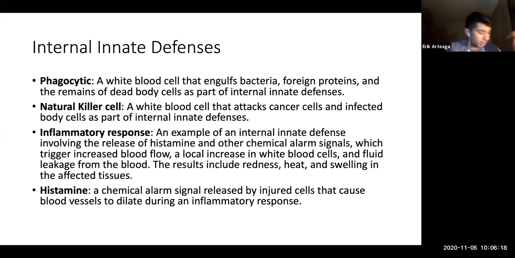So if you, I don't know if any of you have ever gotten burned, and it seems like maybe an hour or 30 minutes later, it gets really hot, and it gets more sensitive than when it was after you initially burned it, right?